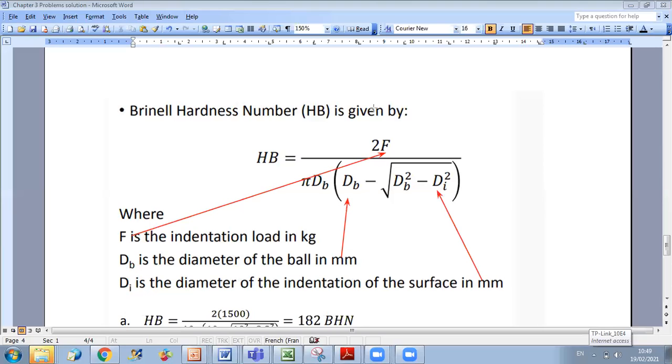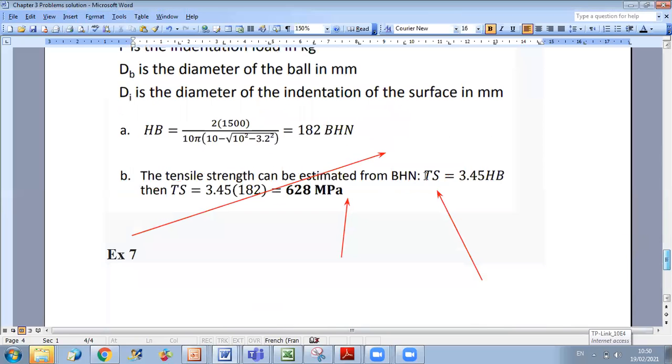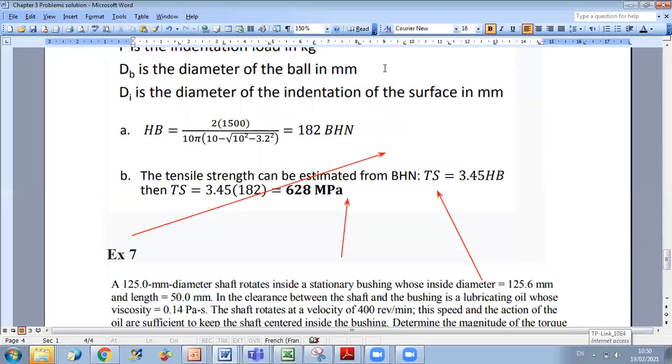Once you replace numerically the force and diameters by their values here, you will get the value of the Brinell hardness, BHN. It has its own scale. It's 182 BHN, and we know from the course material that we have an empirical relation that allows us to determine the tensile strength of steel from the Brinell hardness. The relation is we simply multiply the Brinell hardness by 3.45. When we do this, we get the value of the tensile strength in megapascal.